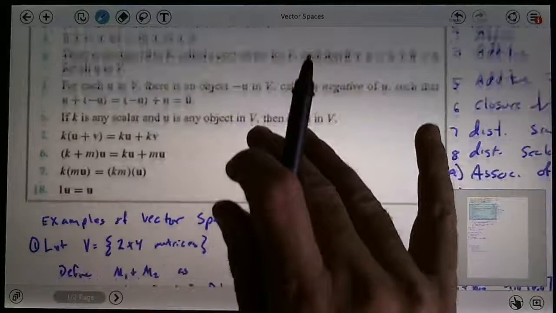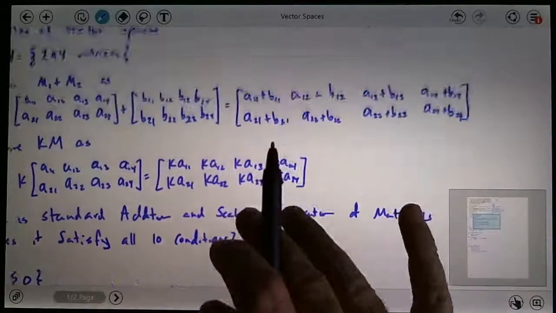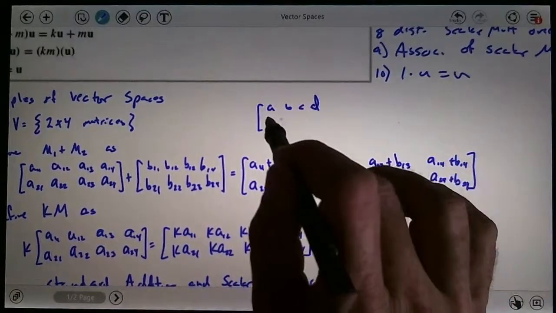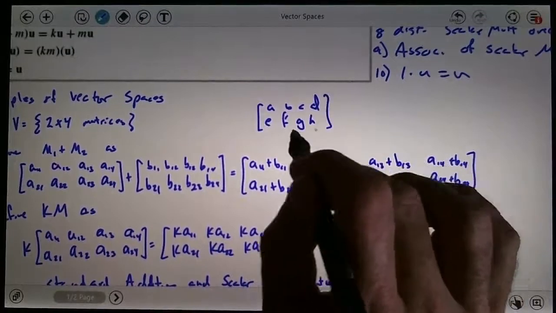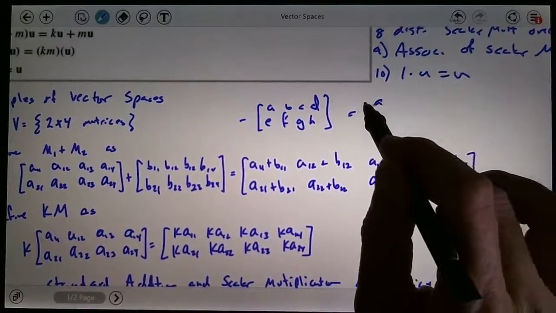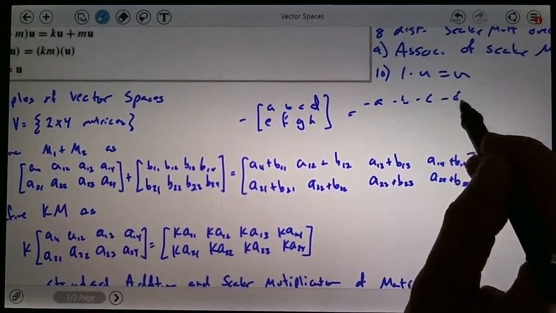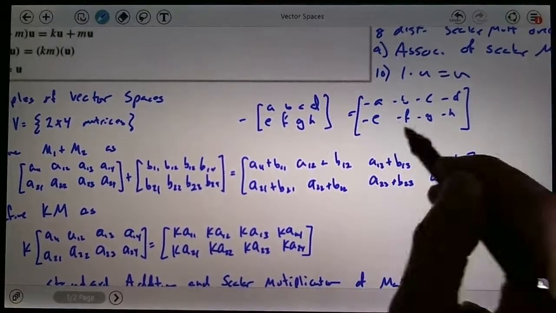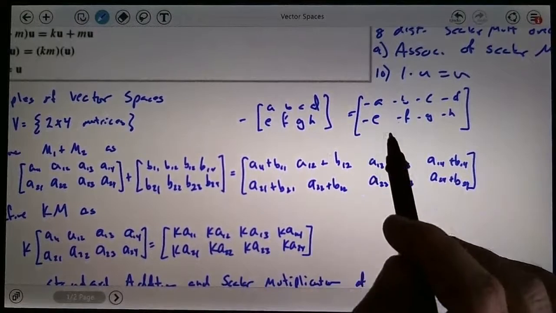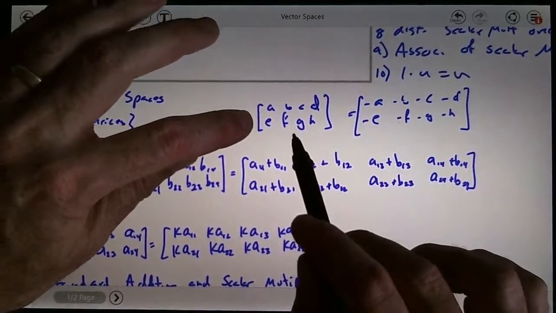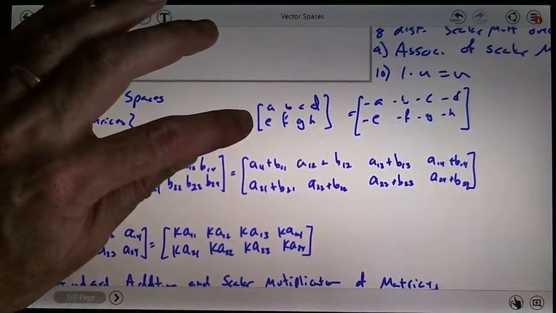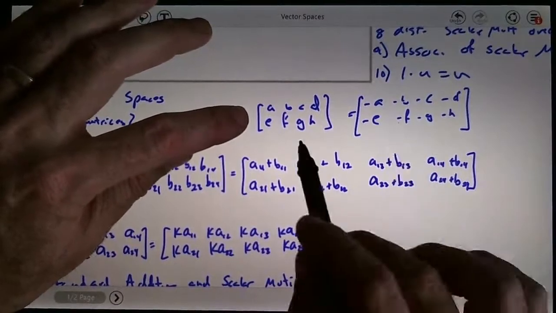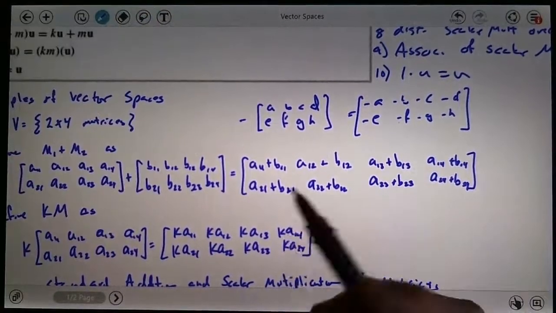If you take any 2 by 4 matrix, so if I take A, B, C, D, E, F, G, H, the minus of that would be minus A, minus B, minus C, minus D, minus E, minus F, minus G, minus H. If you just take everything and change the sign of the entries, then if I add this matrix and that matrix together, I get my additive identity, my zero matrix. I add those two together, I get the zero matrix.